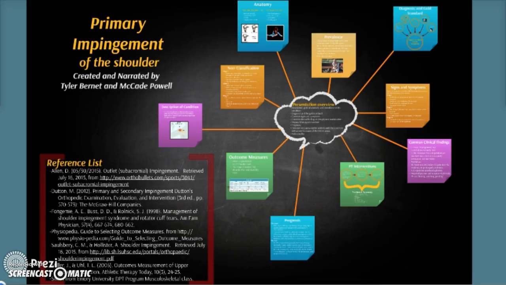Scholar Blog presentation is on the primary impingement of the shoulder, and it is created and narrated by Tyler Burnett and McCade Powell.